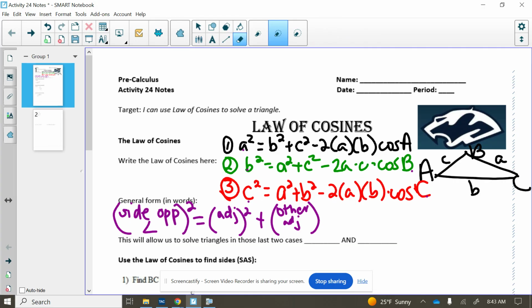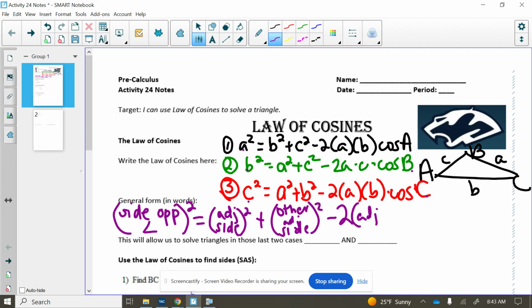So each adjacent side squared, and then minus 2 times those adjacent sides, adjacent side 1 and adjacent side 2, and then all times the cosine of what we call the included angle, the angle that's across from the side we're looking for, or in between our two adjacent sides.